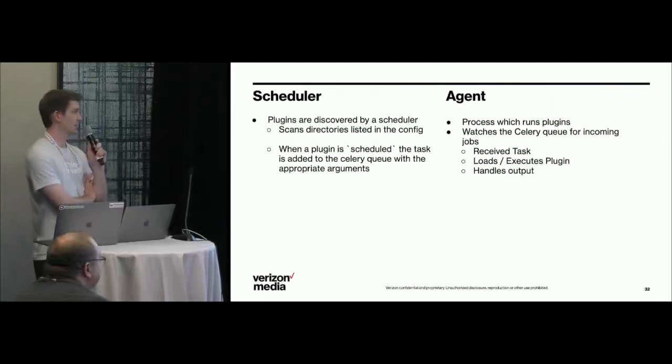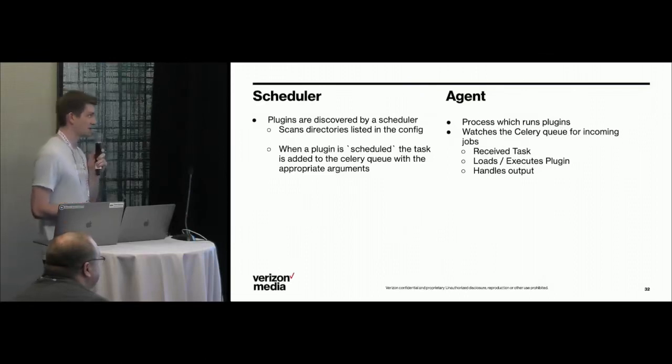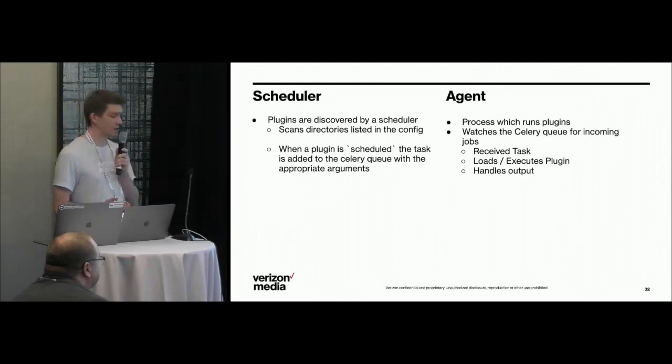Once it has the list of devices to run the plugins against, it creates a schedule entry for each resource ID and the plugin name. So essentially, when a plugin is scheduled, the task is added to the queue with the appropriate arguments. And in this case, it's just the name of the plugin to run and the resource ID.